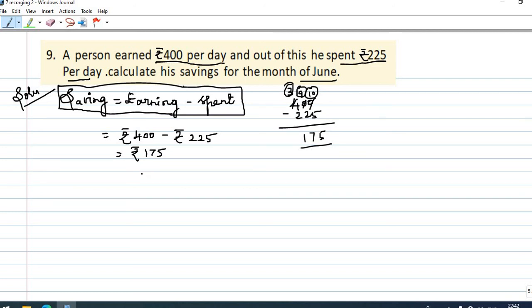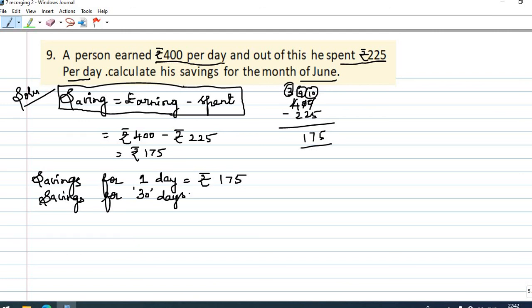So I am going to find out for the month of June, which means I am going to find out 30 days, because the June month number of days is what? 30. So savings for one day is equal to rupees 175, and savings for 30 days is rupees 175 into 30. Why? Because June is equal to 30 days. So I am going to calculate for the month of what? June. Can you clear this?